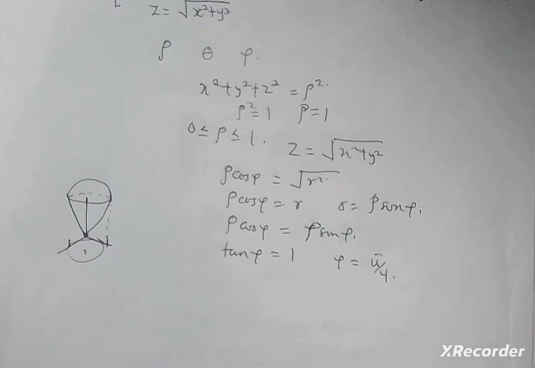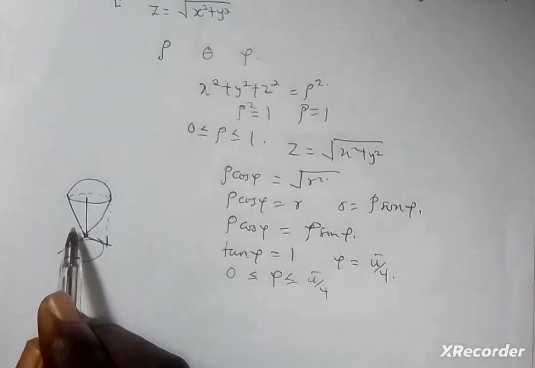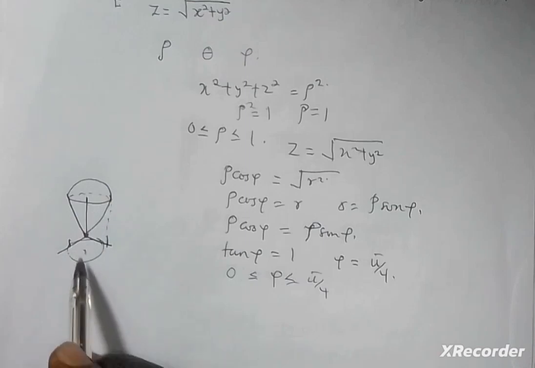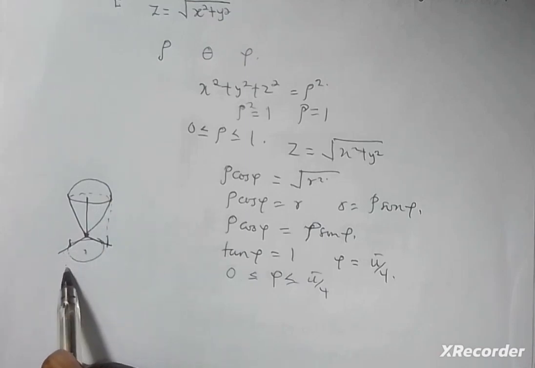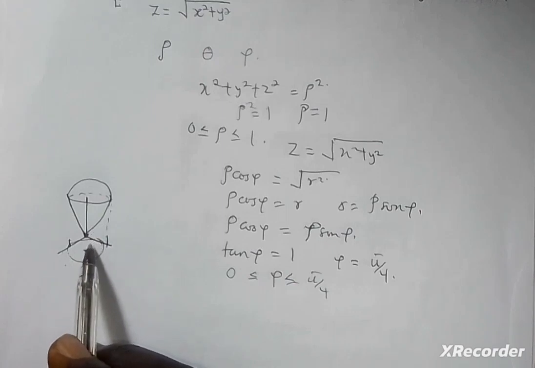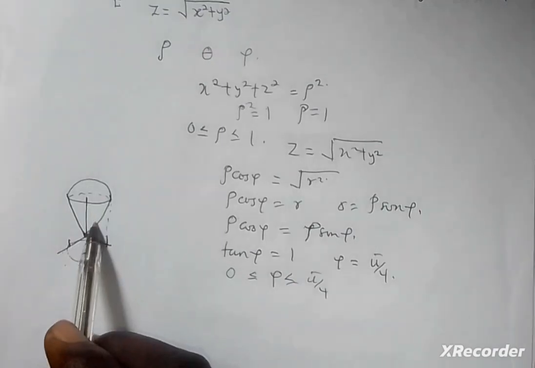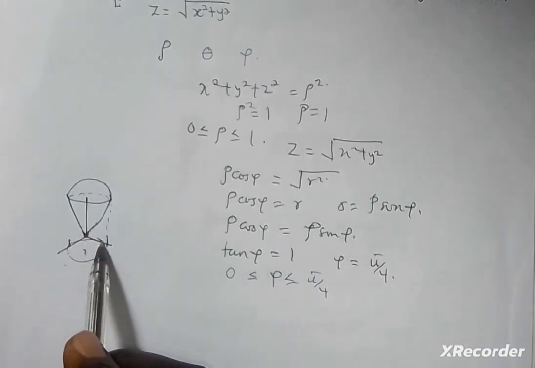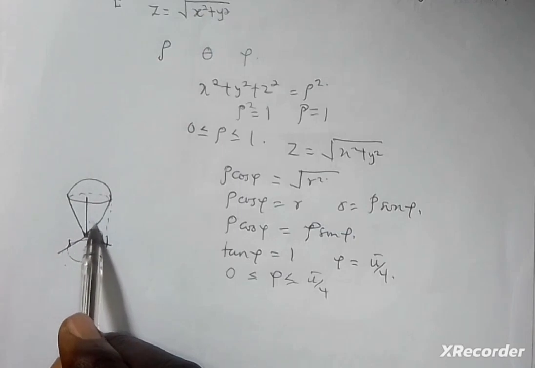So now we are done with our phi. Remember, phi is going to start from 0 towards pi on 4. The reason is it's on the positive z. In our previous tutorial we had a cone down. That is why we started from 5 pi on 6 towards pi. But in this case, we are on the positive side. We're going to start from 0 towards pi on 4 to get what you have here. When you measure, you realize that it's 45 degrees, exactly half from the z plane.